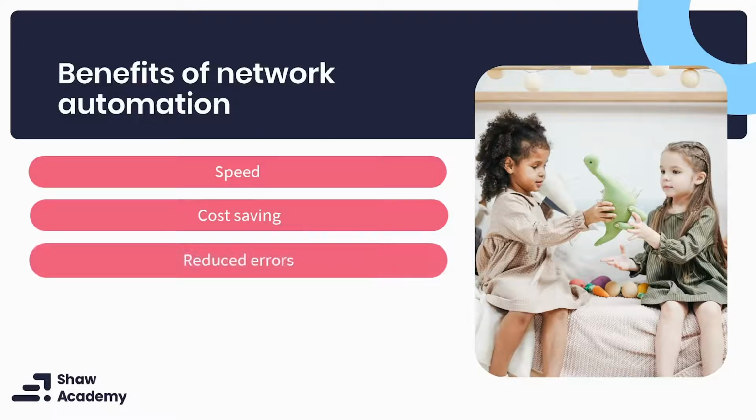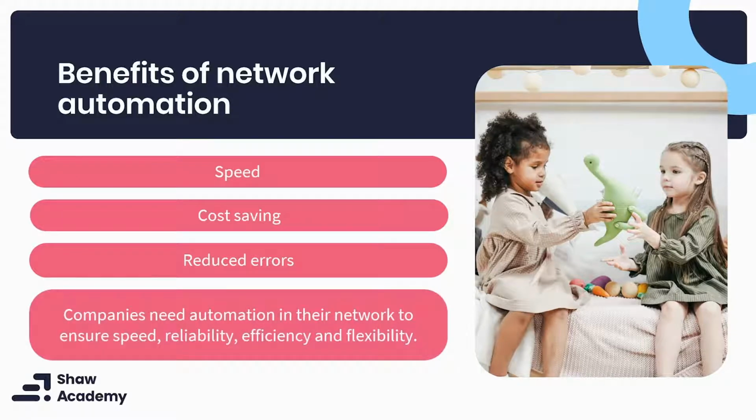It reduces errors. In science, human error is inevitable. Now, with the use of an automated network, companies can totally minimize human errors by simply setting some pipeline of instruction to the network. The process can be repeated hundreds of times without an error in the system. Basically, to summarize, companies need automation in their network to ensure speed, reliability, efficiency, and flexibility.